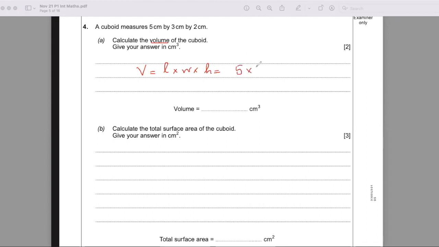So 5 times 3 times 2. So that would be 30 centimeters cubed. And just write out 30 over there. Calculate the total surface area of the cuboid.